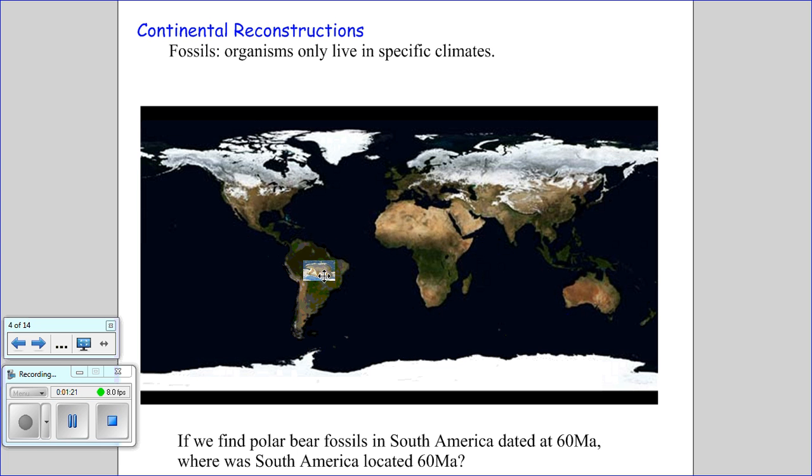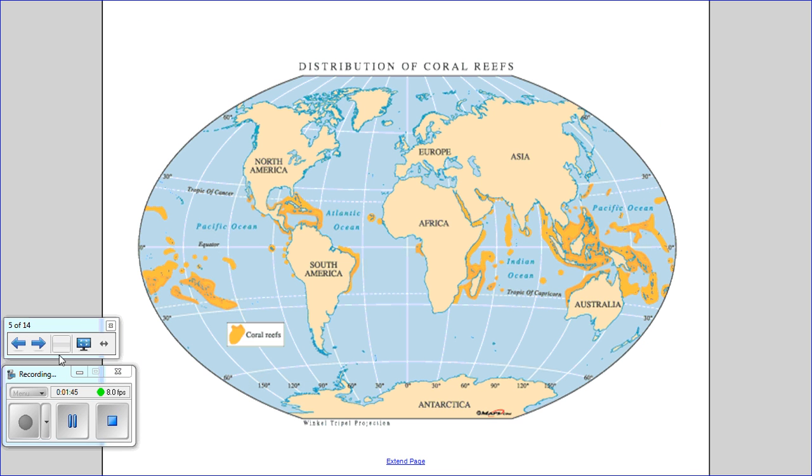So, the example I have here is very hypothetical. Assuming we find a polar bear fossil in South America, dated 60 million years ago, we know that there's no way this polar bear survived in this location, at this latitude. We know that it either had to be further south, near this pole 60 million years ago, or further north, near the North Pole 60 million years ago. Again, using the fossils to determine the location of the continents.